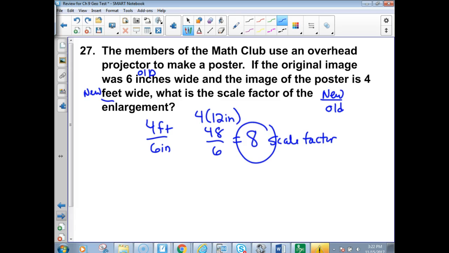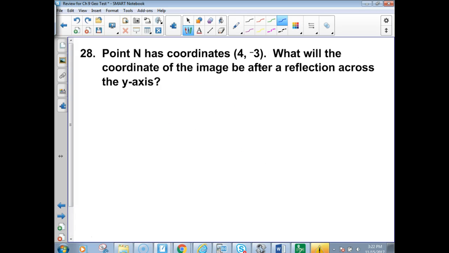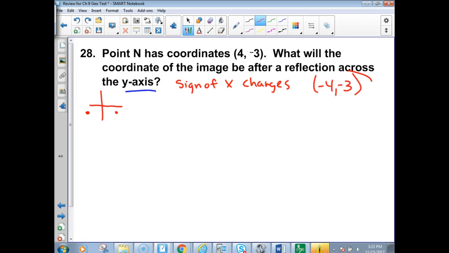All right. Okay, point N has coordinates (4, -3). What will the coordinate of the image be if it reflects across the y-axis? You will have some questions where all you have to do is tell what the new point would be. If you go over the y-axis, you can just think about it like this. (4, -3) would be somewhere around there. If you went over the y-axis, it's going to go over here. So what changes is the sign of x changes. All right, so the new point would be (-4, -3). The answer is (-4, -3).